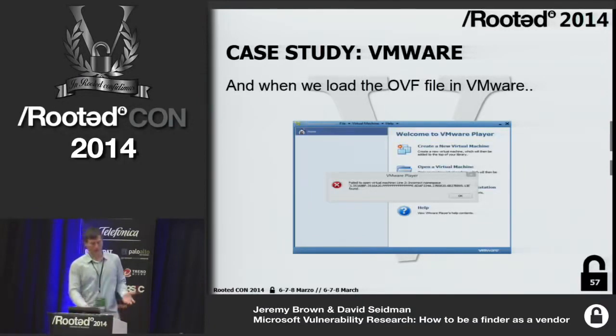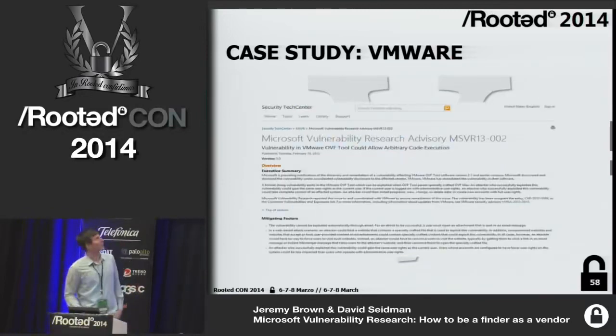So just by doing a little extra research of saying, okay, I can't just open vmplayer.exe and find the bug. I actually have to figure out what loads OVF files, and it was actually handing off to the OVF tool to convert it and then run it in VMware Player. And there's the example of the vulnerability advisory for VMware.